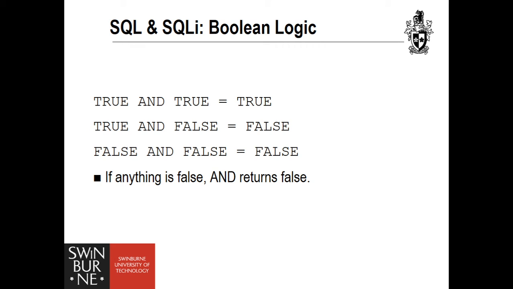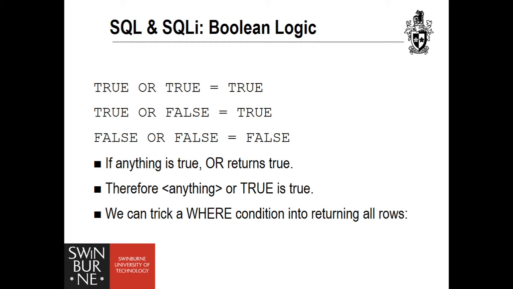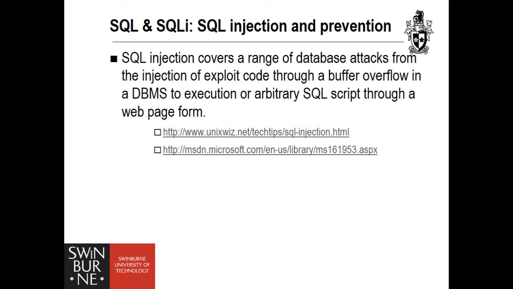Boolean logic. So this is the list of the Boolean logic methods we can use. True and true means true. True and false means false. False and false means false. If anything is false with AND, it returns false. So this is the Boolean logic for SQL. Another thing is about true: if anything is true with OR, it returns true, therefore anything OR true is true. We can trick a where condition into returning all rows.